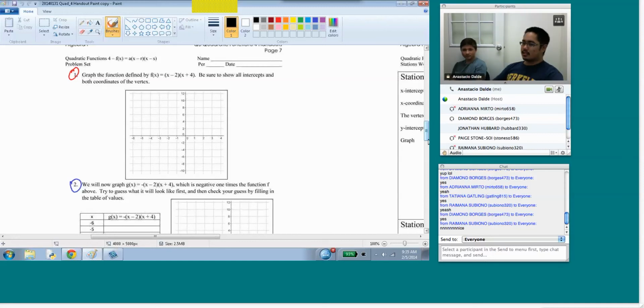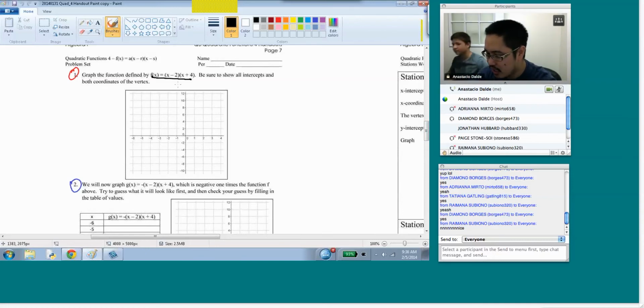So, check this out. What we've been doing is working on quadratics, right? And what you've learned so far is how to multiply two things together. Like, you've learned how to FOIL this and make it a quadratic, right?